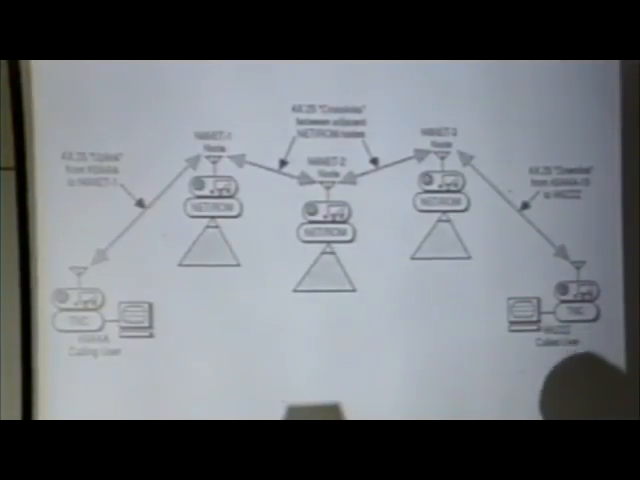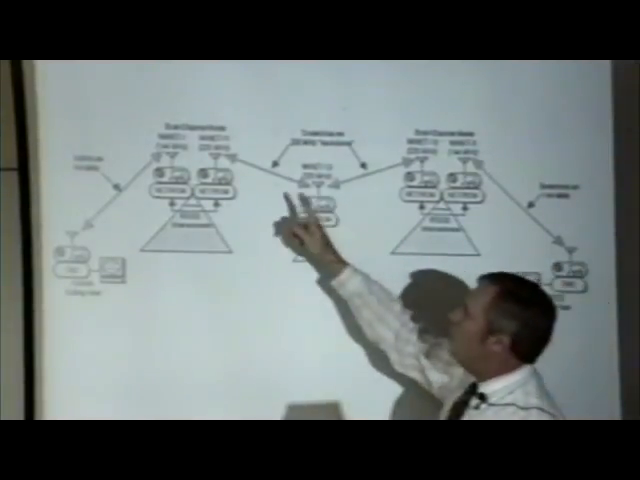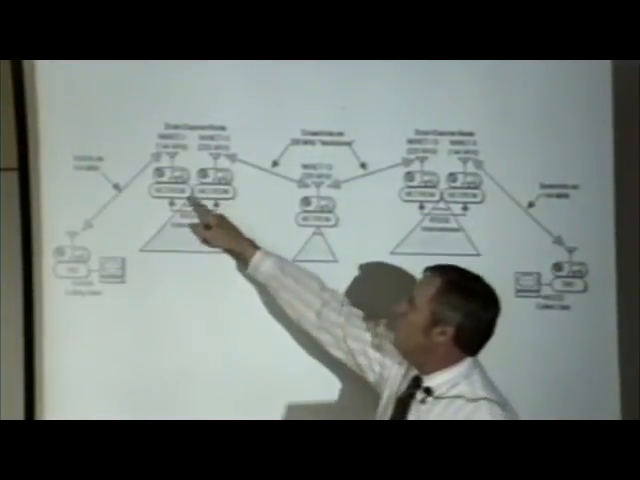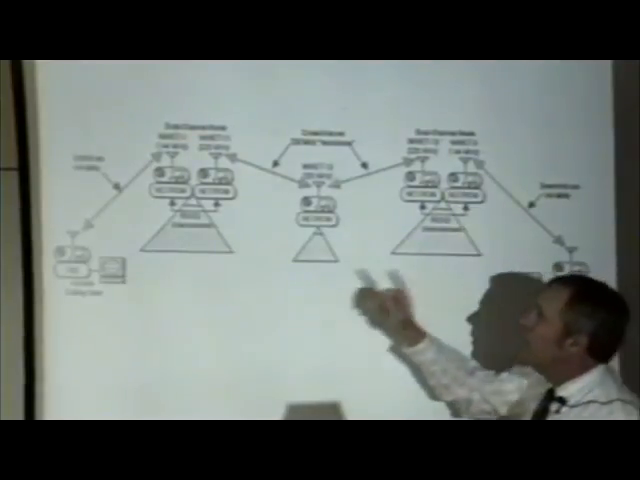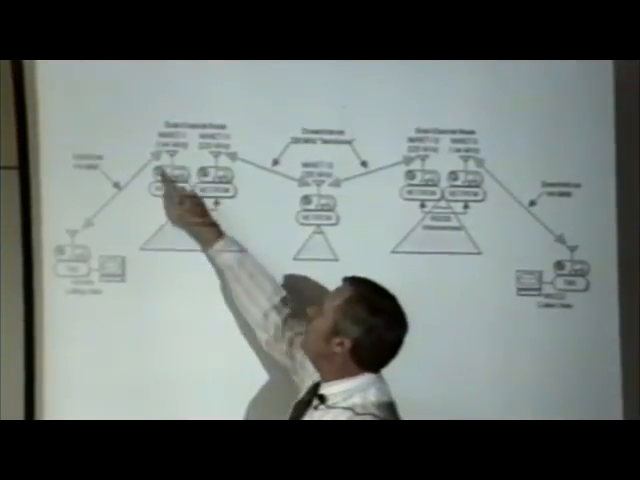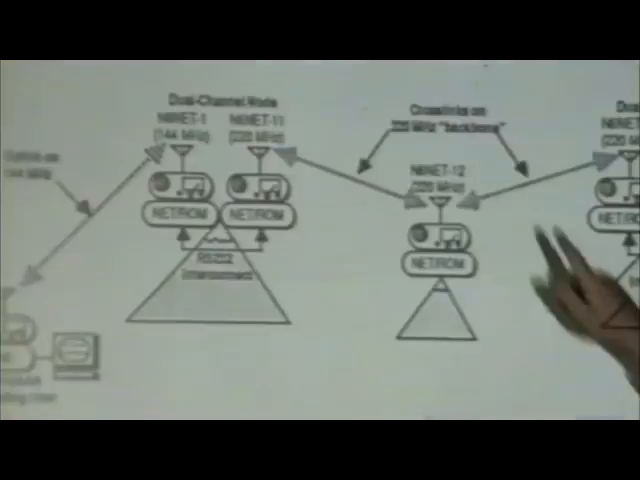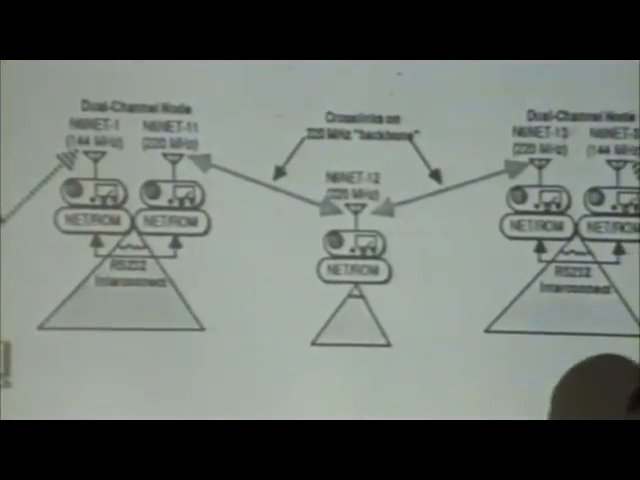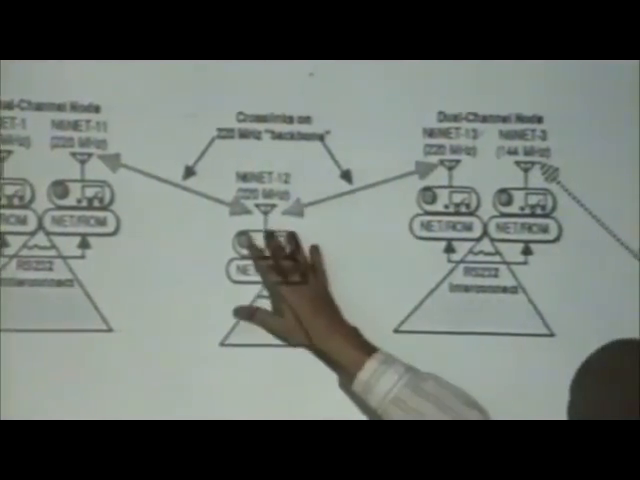Let's see. The next slide. We're coming to a break point here. Okay, the next slide. Now this is a little different. If you'll notice here, we have dual port nodes. We come up on 2 meters. We go out. This is called backbones. This is a real efficient way to do this.